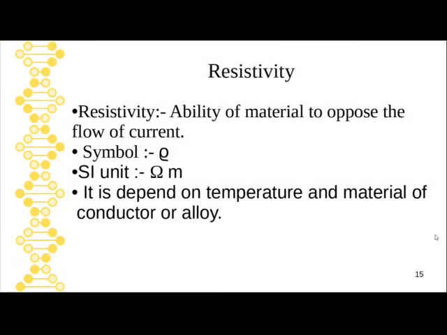Resistivity. Resistivity is the ability of a material to oppose the flow of current, and the symbol of resistivity is rho, and the SI unit of resistivity is ohm meter. It depends on temperature and the material of the conductor or alloy.